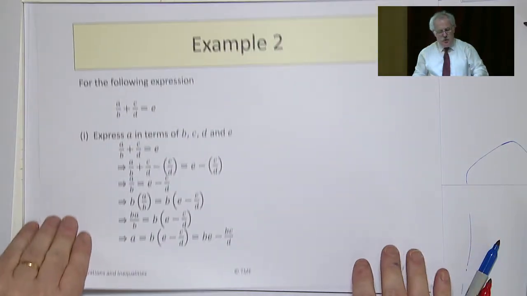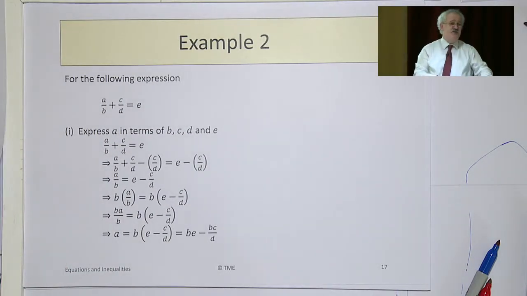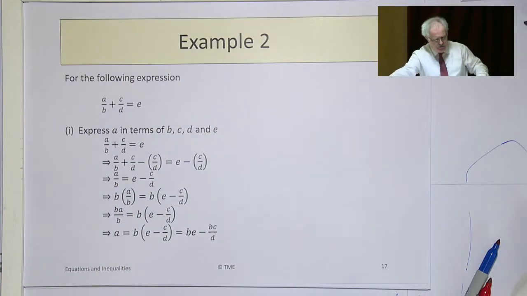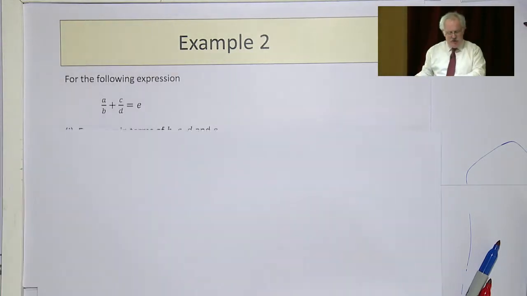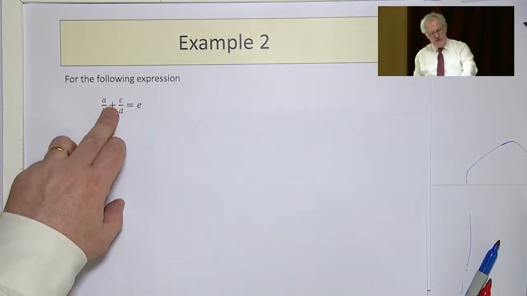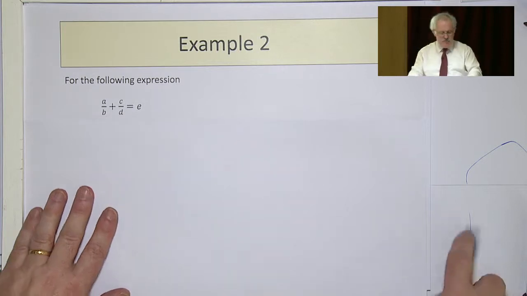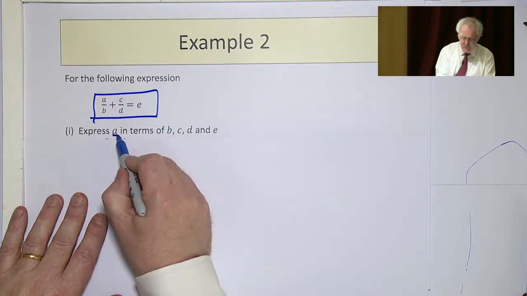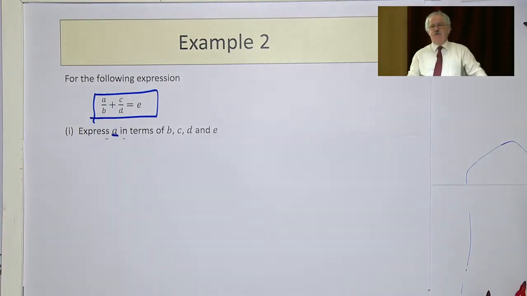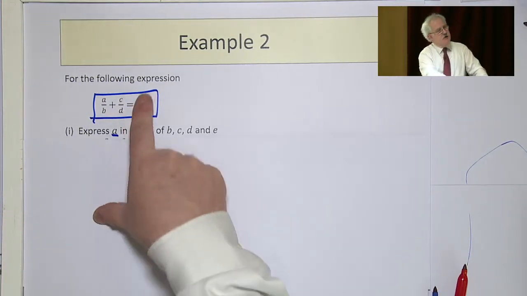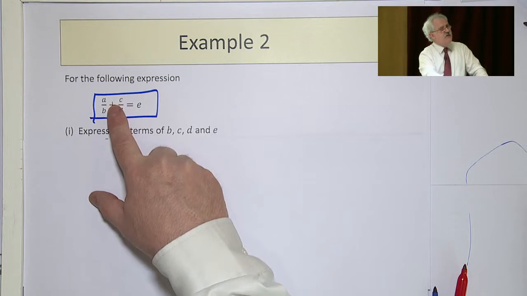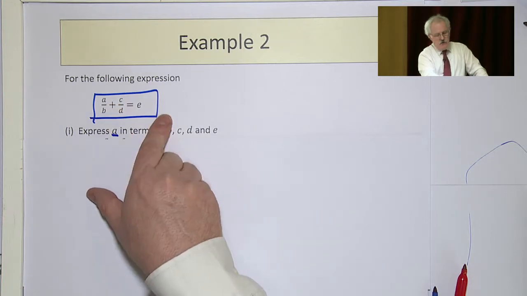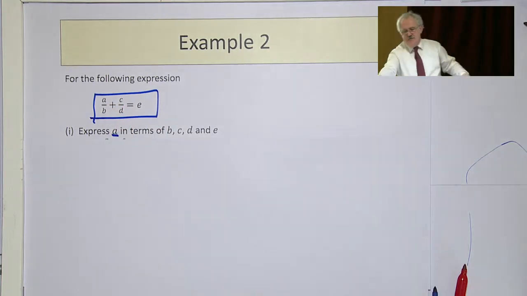Next one is a bit more complicated. It's just more ugly, that's all. It says, for the following expression, A over B plus C over D equals E, find A. So I'll leave you to do that for a minute. Just do that on your own. Just get rid of everything you don't like and just leave A on the left-hand side, step by step.